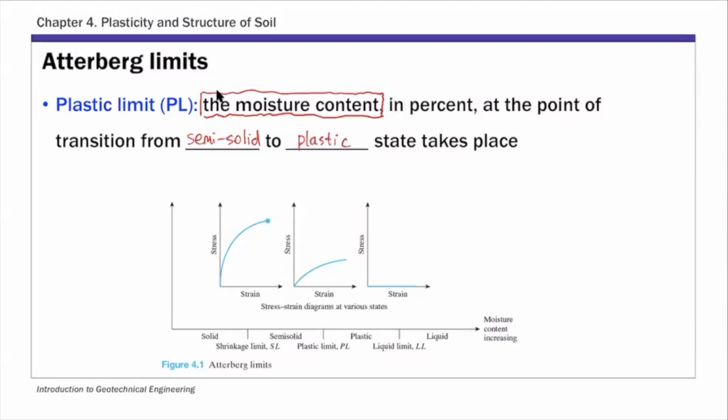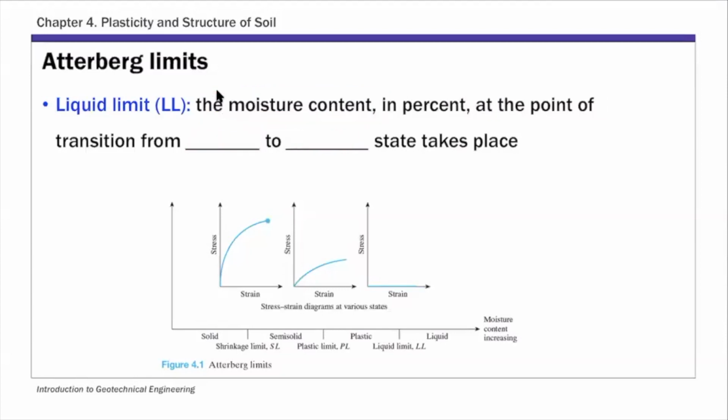Okay. So that's plastic limit, SL or PL. And the third Atterberg limit is the liquid limit, again, moisture content. Okay. So liquid limit is from plastic to liquid state. Okay. So that's the liquid limit.